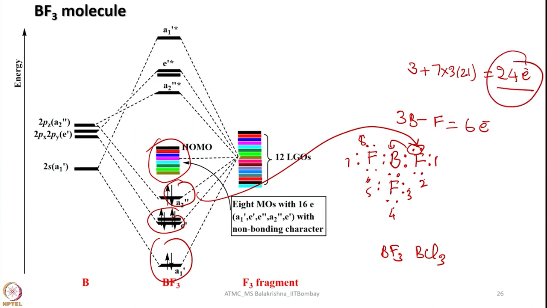So this is how you can explain, without any problem, the bond formation and the existence of the BF3 molecule, and you can also predict and tell about its Lewis acidic nature with respect to BCl3. This shows the superiority of molecular orbital theory over other bonding concepts that we use.